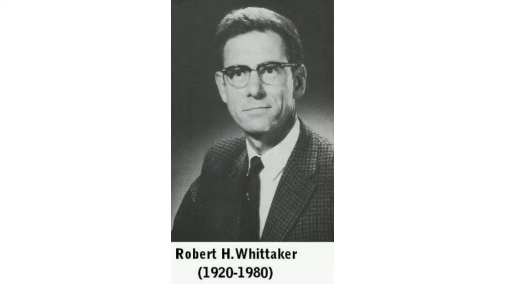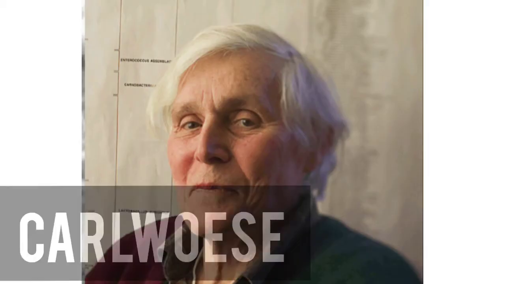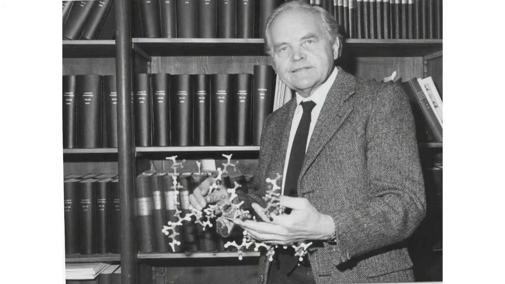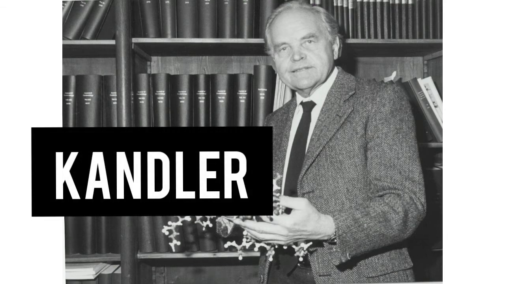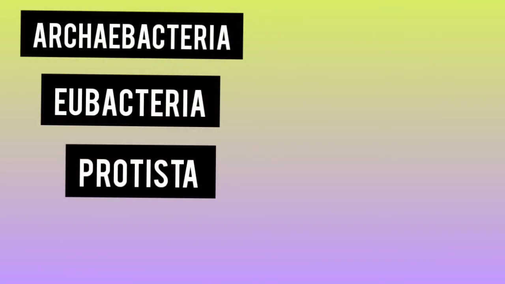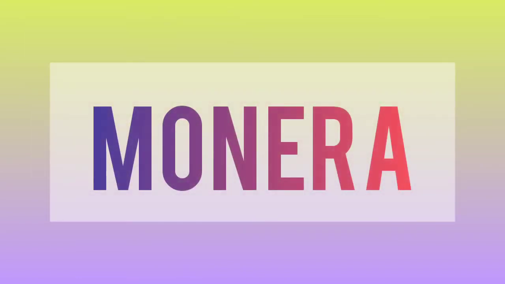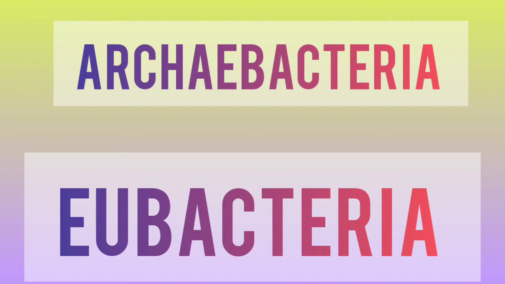Next, the five kingdom classification was done by R.H. Whittaker in 1969, and he divided the total living things into Monera, Protista, Fungi, Plantae and Animalia. And last, the six kingdom classification was done by Carl Woese, Kandler and Wheelis. They divided into Archaebacteria, Eubacteria, Protista, Fungi, Plantae and Animalia. That means, very simply, they divided the Monera into just two groups, Archaebacteria and Eubacteria.